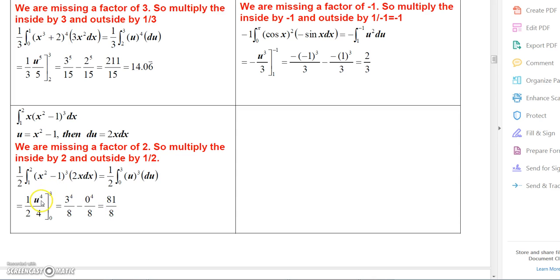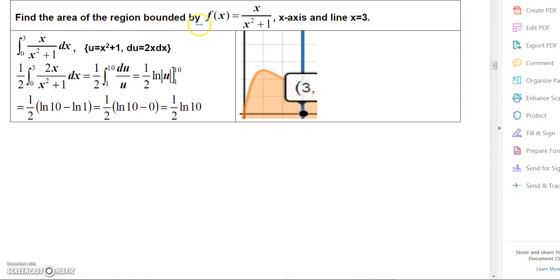Now, let me just tell you, if you had actually replaced u with x squared minus 1 here, you could have done that, and then you would have left this limit as 1 and the upper limit as 2, and you would get the same answer, 81 over 8. Okay, let me do one where I'm posing this as an area problem.